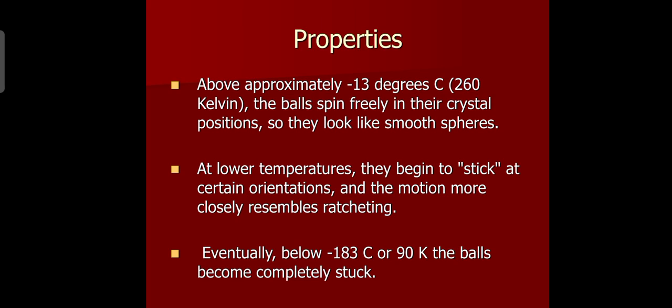Properties. Above minus 13 degrees centigrade, these fullerene molecules spin freely in their crystal position, so they look like smooth spheres. But at a lower temperature, they start sticking to certain orientations, and their motion more closely resembles ratcheting. Eventually, below minus 183 degrees centigrade, they are completely stuck.